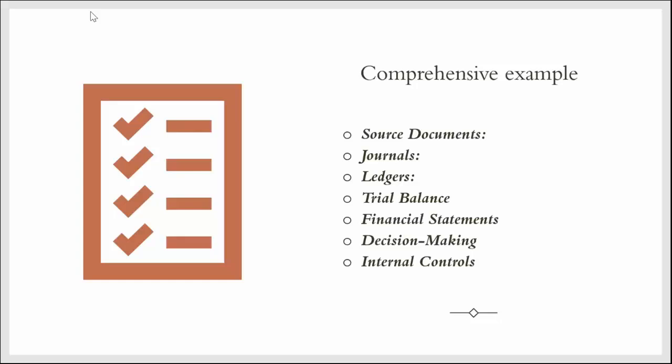4. Trial balance. At the end of the month, the bookkeeper prepares a trial balance to ensure that total debits equal total credits. 5. Financial statements. Quarterly, the accountant prepares the income statement, balance sheet, and cash flow statement to review the business's financial health. 6. Decision-making. The owner reviews the financial statements and decides to increase marketing efforts for best-selling items based on the sales data.